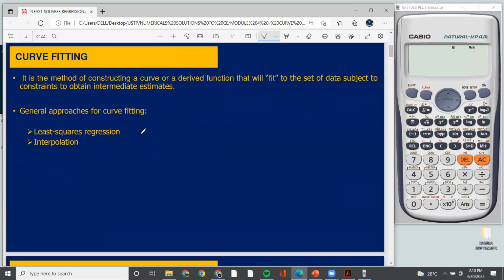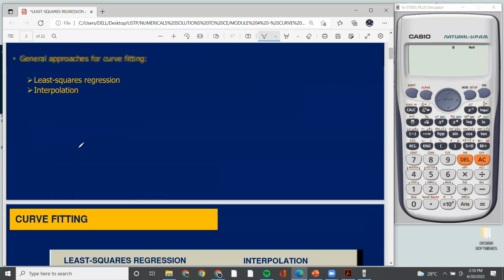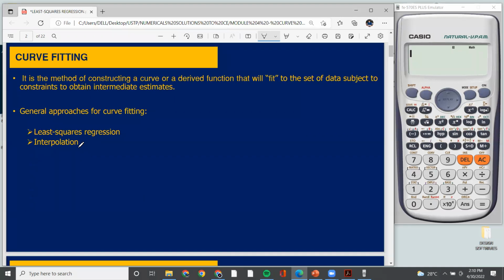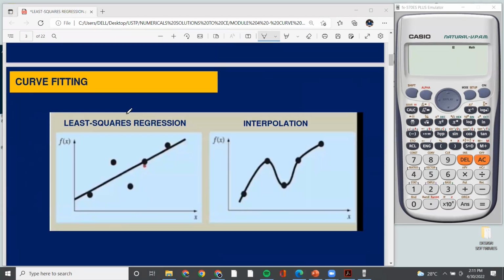Okay? The general approaches for curve fitting: first is the least squares regression, where the error is squared. The other is interpolation, also called Lagrange and Newton's interpolation, which we will discuss in later weeks. What we will discuss today is the least squares regression. Okay? So the difference: the left side is the least squares regression, and the other side is interpolation.